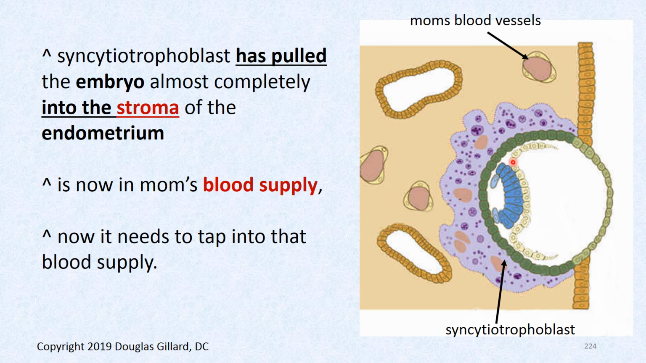It's pulled the embryo almost completely into the stroma. There's our cuboidal epithelial cells of the endometrial lining. It's not quite there, but look how big this syncytiotrophoblast is getting now. And it's starting to develop these little lacunae here, which are going to hook up to mom's blood vessels, as we'll see in the next lecture. And we're going to already get a primitive circulatory system going here for our little creature.